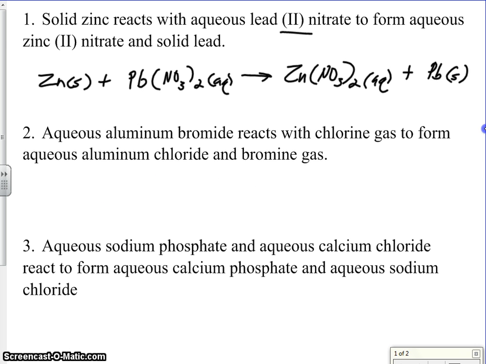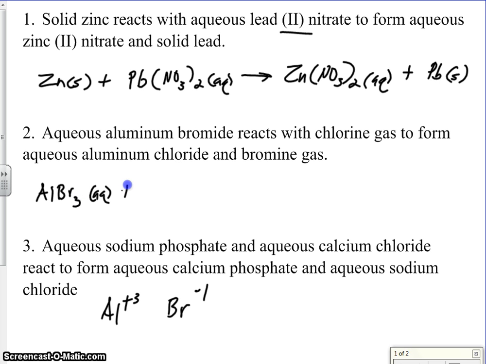Let's look at the next one. We're given aqueous aluminum bromide. Aluminum bromide is aluminum, which is a +3 charge, and bromide is the bromine ion, which is a -1 charge. So we cross and drop, and what we end up with is AlBr3, and it is aqueous, so (aq).